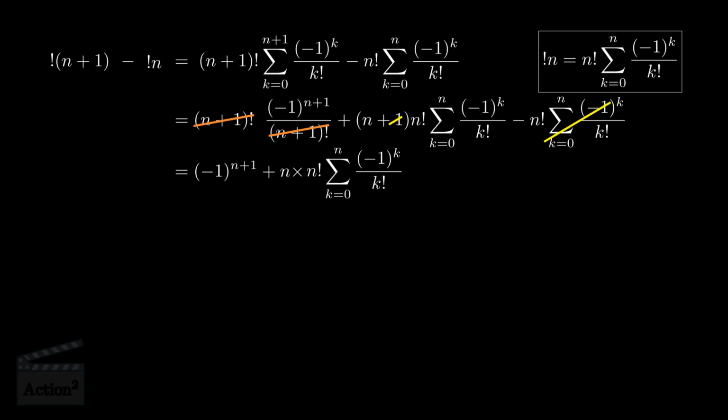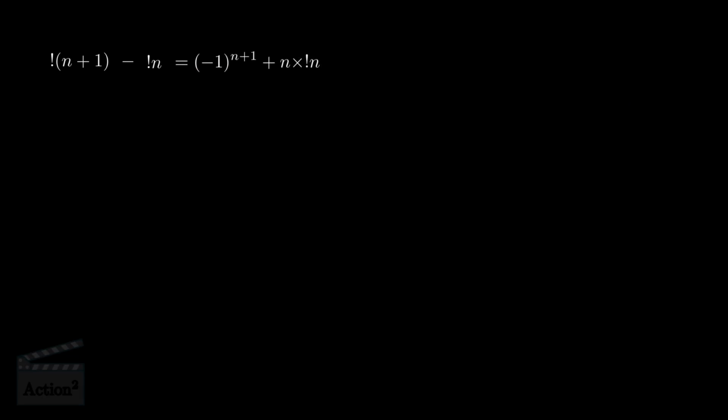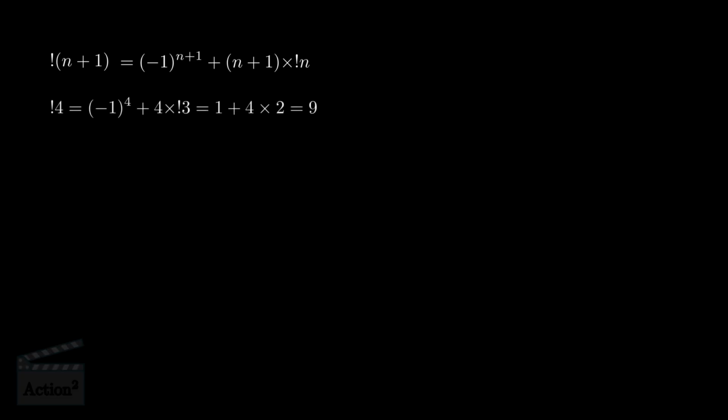Note that the sum in the last term is exactly the subfactorial of n. Hence, the difference between n plus 1 subfactorial and n subfactorial is equal to -1 to the power of n plus 1, plus n times n subfactorial. From this expression, it is possible to get the value of n plus 1 subfactorial in terms of n subfactorial. N plus 1 subfactorial is equal to -1 to the power of n plus 1, plus n plus 1 times n subfactorial. Examples: 4 subfactorial is equal to 9.